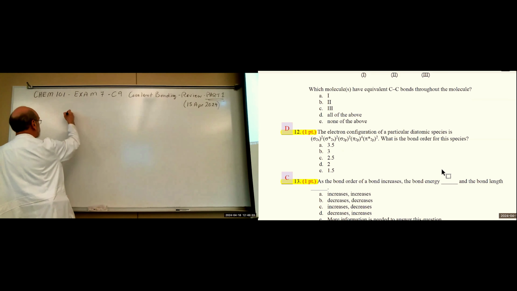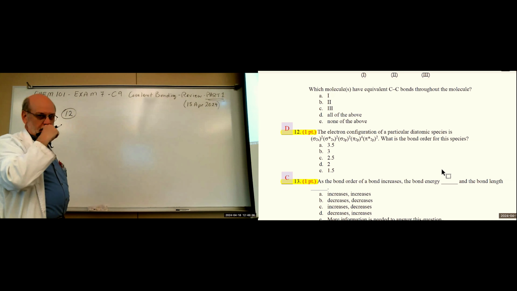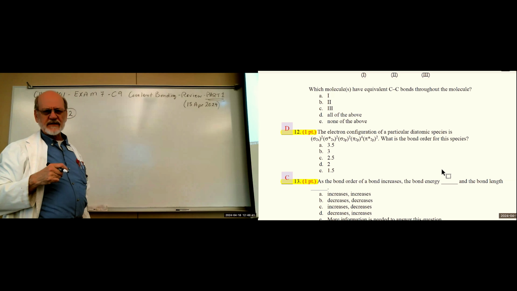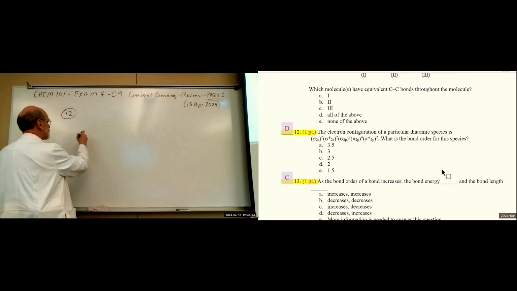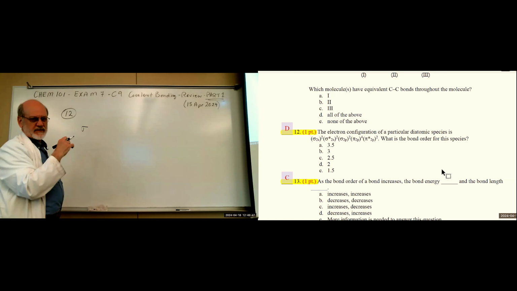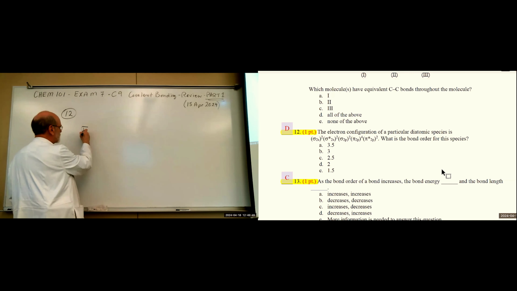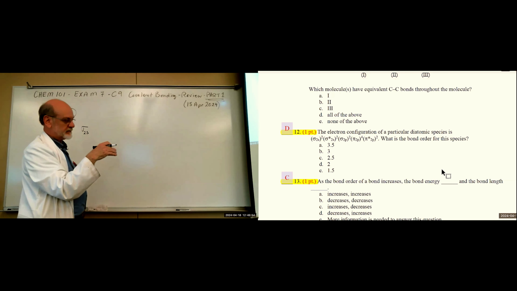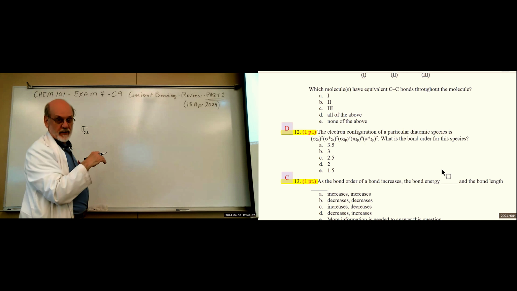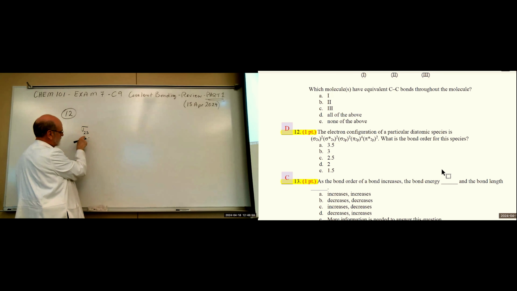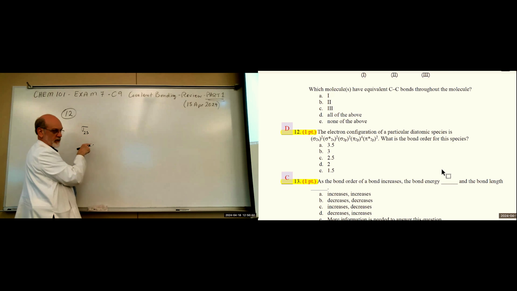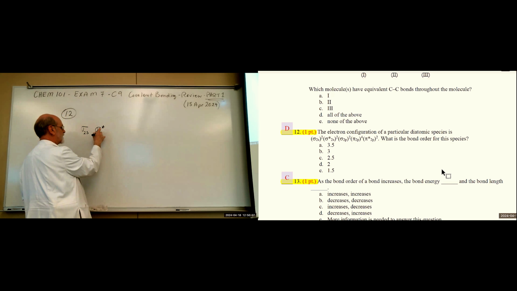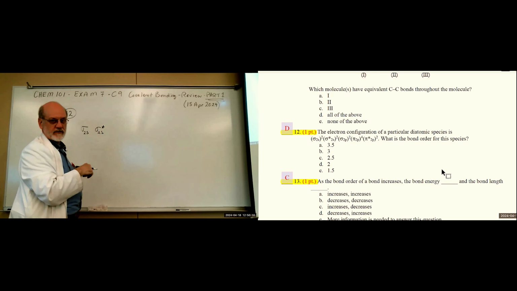Number 12. The electron configuration of a particular diatomic species is, all right, we didn't go over this in detail in class because we just didn't have time. But remember when we formed the molecular orbitals from our atomic orbitals. This is a sigma that's derived from a 2s atomic orbital. And then that means we also have a bonding and antibonding drawn from that 2s.